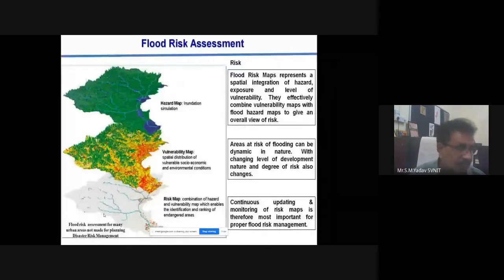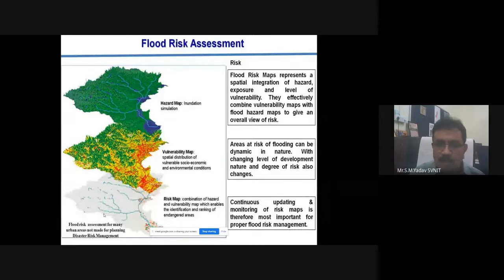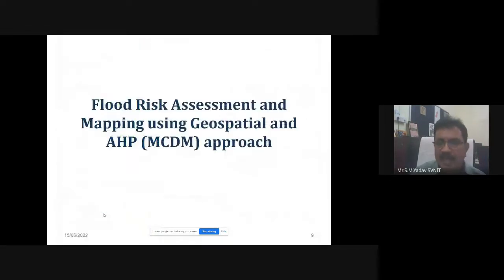Flood risk assessment. You can see the map here, wherein the hazard map, which is inundation, has been obtained through simulation. The vulnerability map shows the spatial distribution of vulnerable socio-economic and environmental conditions. And the risk map is a combination of hazard and vulnerability maps, which enables the identification and ranking of endangered areas. Flood risk assessment and mapping using geospatial and AHP, that is the MCDM approach.